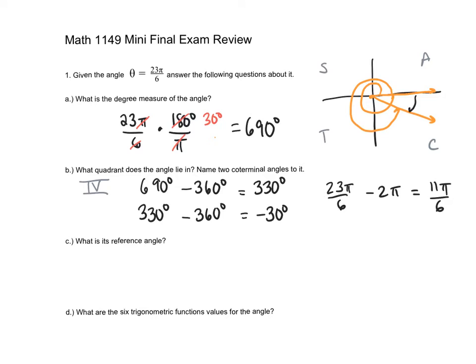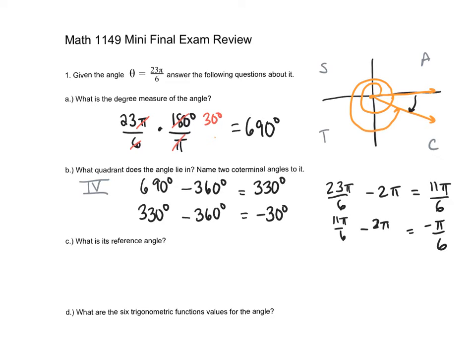And so that's like this angle going right here. Or I could do 11 pi over 6 and subtract another 12 pi over 6 and get negative pi over 6. That's fine as well.